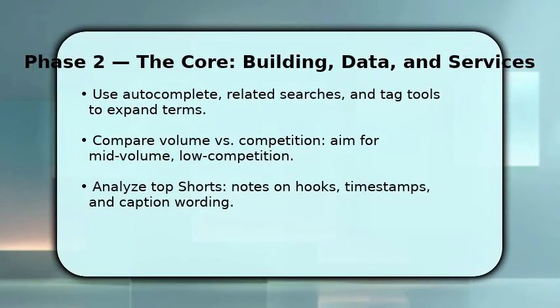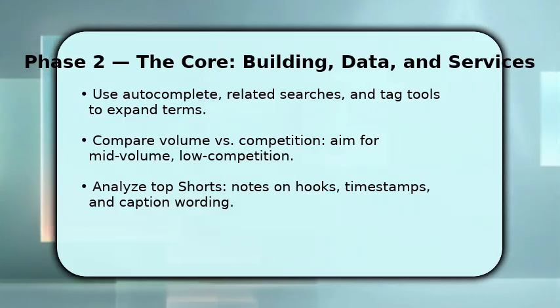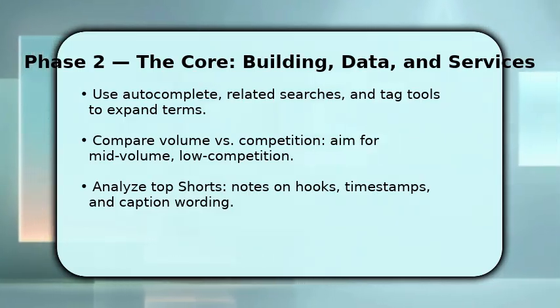Now you expand and validate each seed. Use YouTube autocomplete, related searches, and free tag extractors to generate variations and long-tail phrases. Then compare search volume versus competition. Aim for mid-volume, low-competition phrases that fit 15-60-second content.